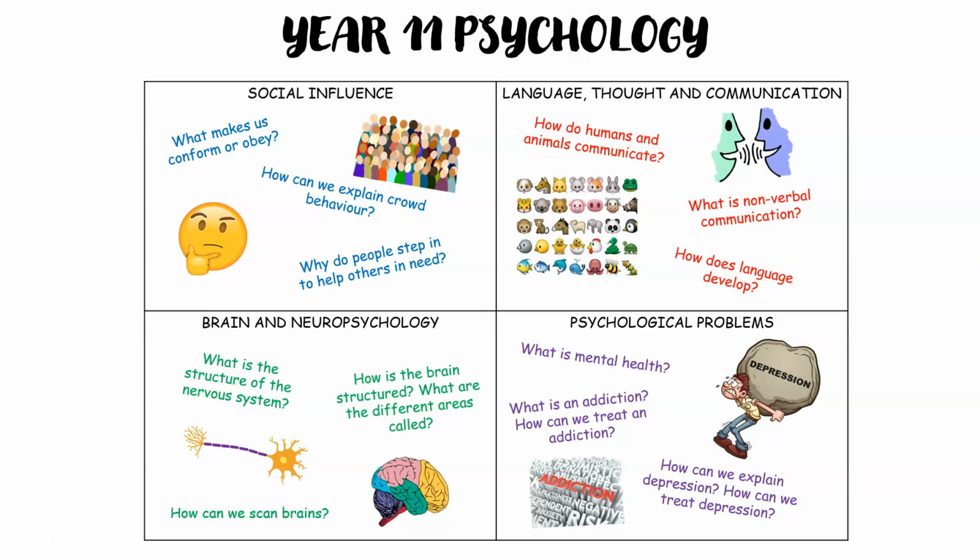So what makes us conform or obey? For example, why is it that we are probably more likely to obey a teacher or perhaps a police officer if they tell us what to do? Why and how can we explain that? Also, why do some people step in to help others in need? For example, if someone was falling over outside, why would some people step in and some people wouldn't? That's another topic we look at, social influence.